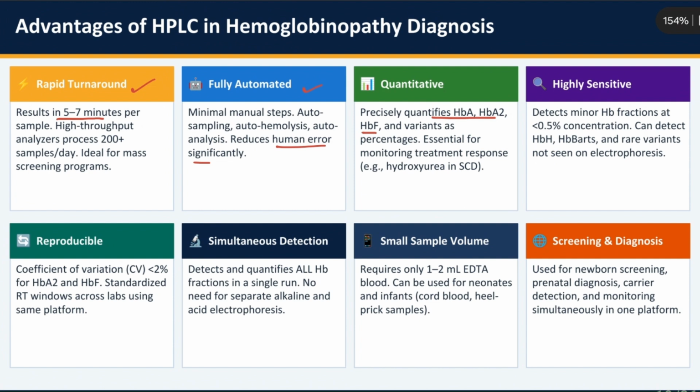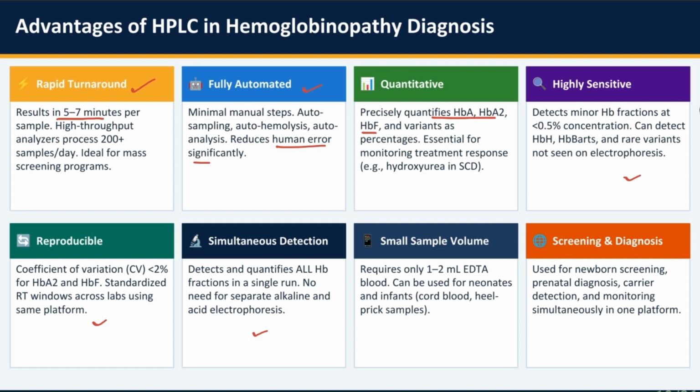It is a highly sensitive technique because it can detect minor hemoglobin fractions at less than 0.5% concentration and can detect HbH, HB-Bart and other variants which are generally not seen on electrophoresis. The reproducibility of this technique is also very good because the coefficient of variation is less than 2% for HbA2 and HbF. It helps in simultaneous detection and quantification of all hemoglobin fractions in a single run. So no need for separate alkaline and acid electrophoresis.